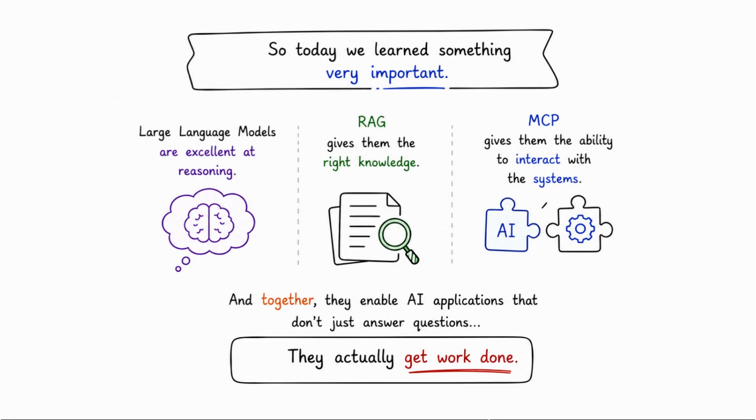So today we learned something very important. Large language models are excellent at reasoning. RAG gives them the right knowledge, MCP gives them the ability to interact with the systems, and together they enable AI applications that don't just answer questions, they actually get work done.